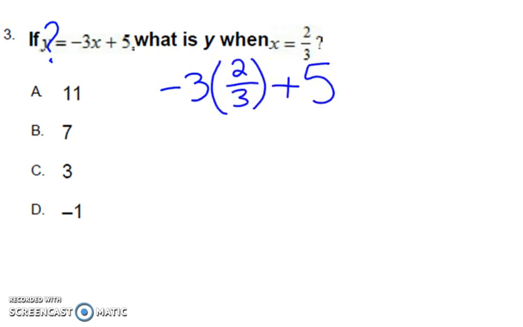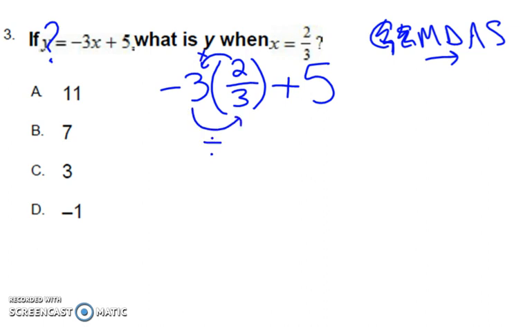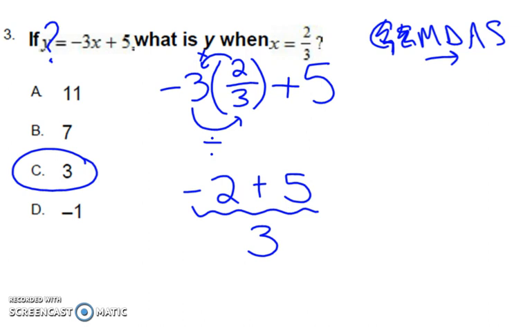Well, we know how to solve that. That's order of operations. I don't have any grouping symbols. I don't have any exponents, so now I need to multiply and divide. Well, if I multiply a whole number times a fraction, we're going to do 2 times negative 3, which is negative 6, and then negative 6 divided by 3 is negative 2. And again, if you're not sure, use that calculator. We're going to bring down the plus 5.